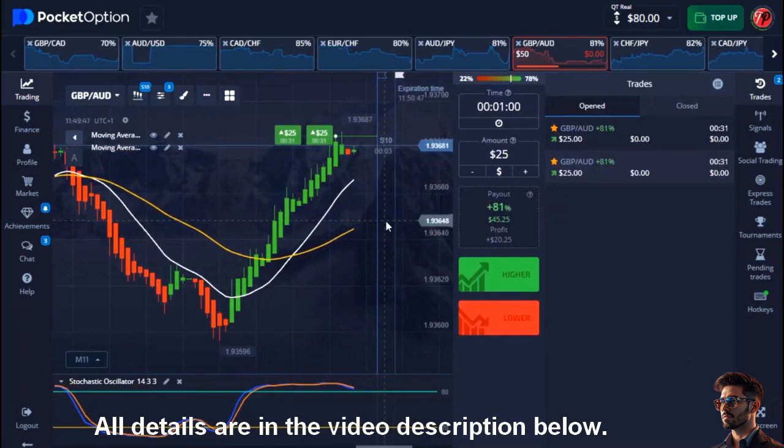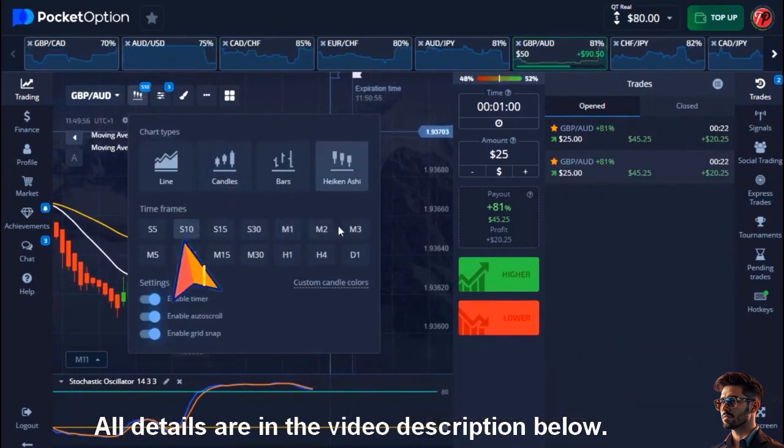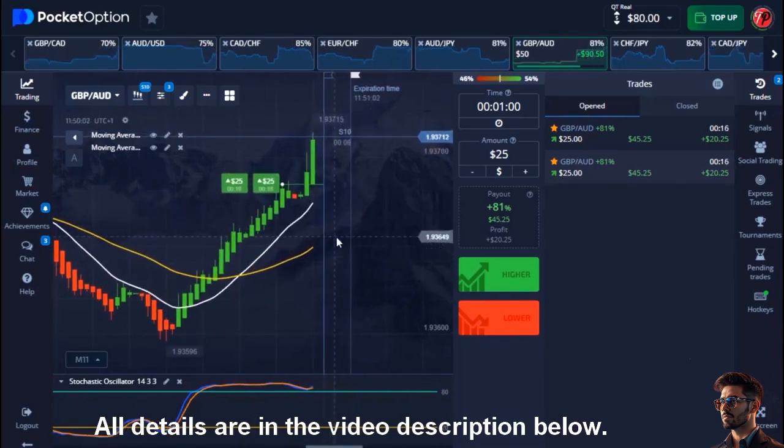Okay, another thing I forgot to mention is that I'm doing this on the 15-second candle time frame, not 1 minute. So I'm actually doing this on the 15-second candle time frame. I hope that is clear. So guys, let's wait and see. We have less than 19 seconds to close this trade.